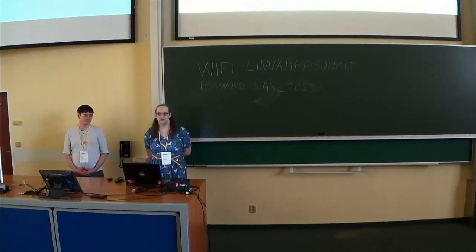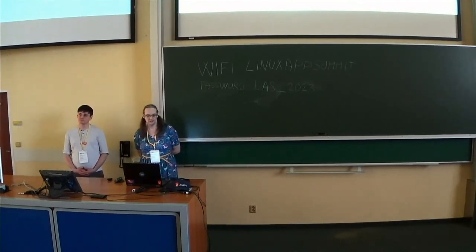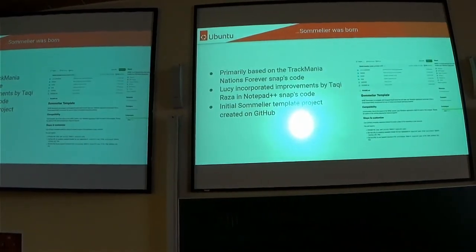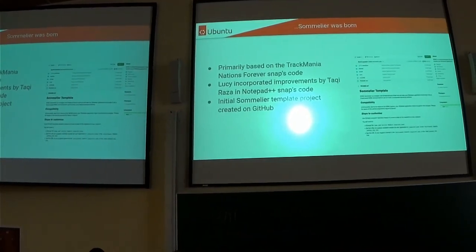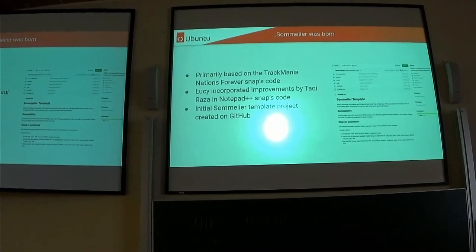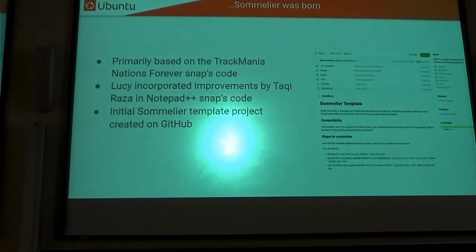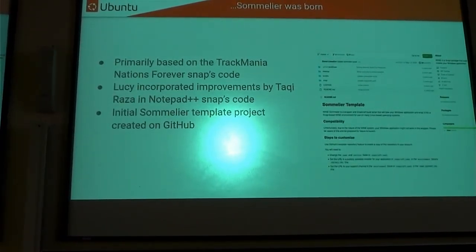And so from these humble beginnings, we came together to create Sommelier. So I think the primary packaging was built by Alan Pope. It was mainly based on the TrackMania Nations Forever snap code. I added some of the Notepad++ improvements that Taki added. And I uploaded it to the Snapcrafters GitHub organization. Sorry, it's been a long day. And I set it to be a template, so anyone who wants to use Sommelier can just click on a button to use this template on GitHub.